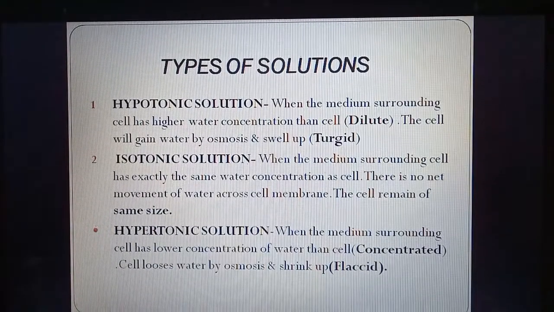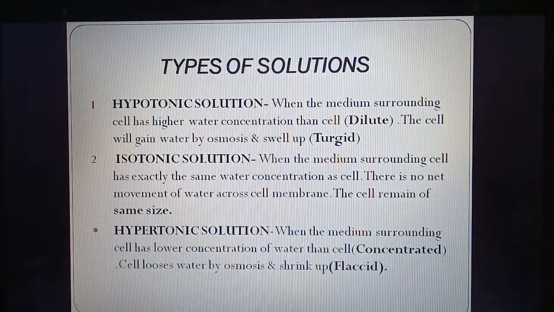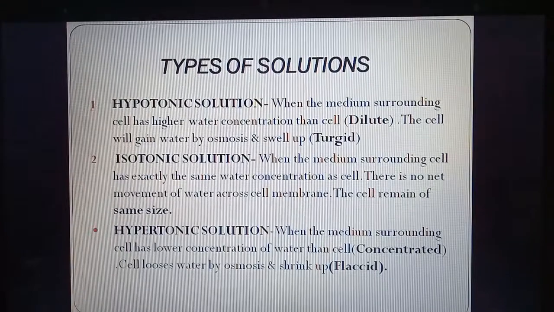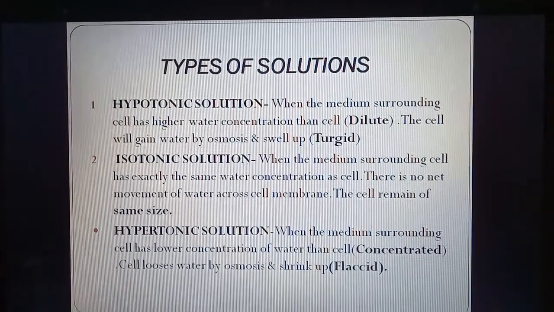So hypo means less, and less means solid. Here we are concerned only with the solid part. So a dilute solution is called hypotonic. The cell will gain water. When we place a cell in a solution which has more water, naturally the cell will gain water by osmosis and it will swell. This condition of swelling is called turgid.